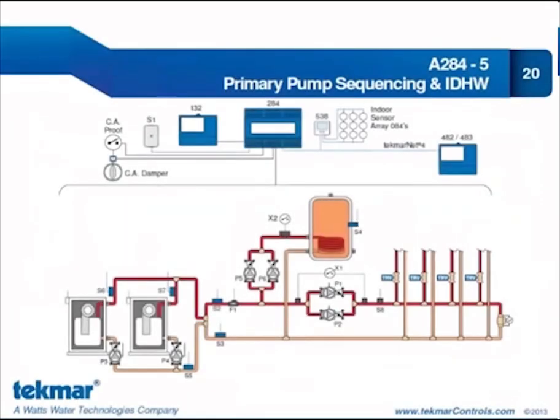Our last application, application 5, shows two modulating non-condensing boilers that are being operated to provide a boiler target temperature for space heating and for indirect domestic hot water. We have two primary pumps that are being operated for standby and for equal runtime rotation. Proof of flow in this case is being provided by a pressure differential switch, even though we do have a flow sensor, F1, on our system. So in this case, we're only using that flow sensor to provide flow monitoring. We are not using it to provide proof of flow. That's being done by the pressure differential switch.